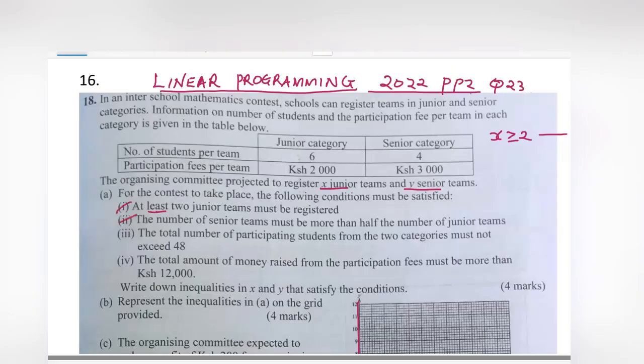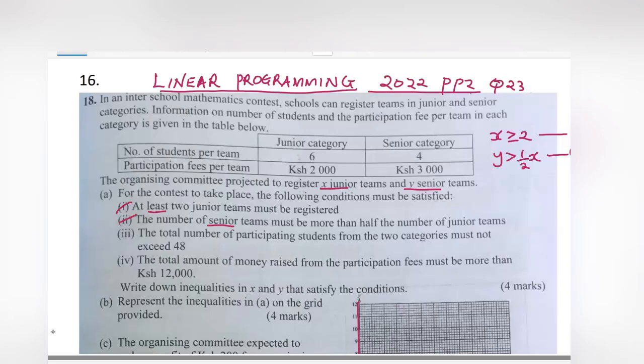In condition number 2, the number of senior teams must be more than half the number of junior teams. The number of senior teams, remember, is Y, and Y must be more than half of X, that is Y is greater than half X, and this becomes our inequality number 2.